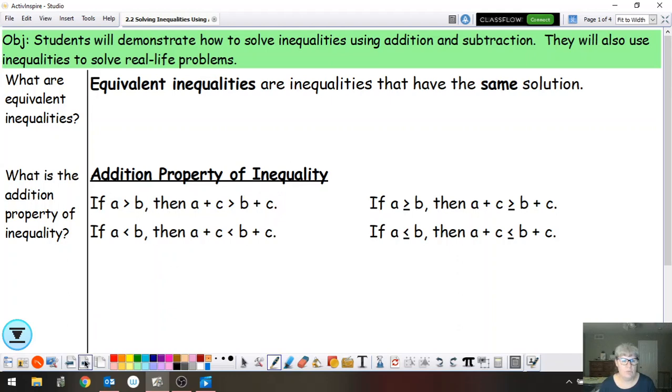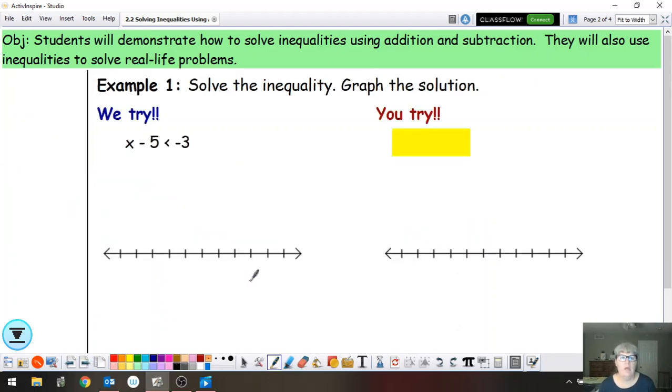So let's take a look at what this is going to look like for us. In this first example, we have x minus 5 is less than negative 3. Well, if it were equal, you would tell me we have to add 5 to each side. So that's exactly what I'm going to do. I'm going to add 5 to each side. That's going to leave me with x and 2, but it's going to be a less than rather than an equal to.